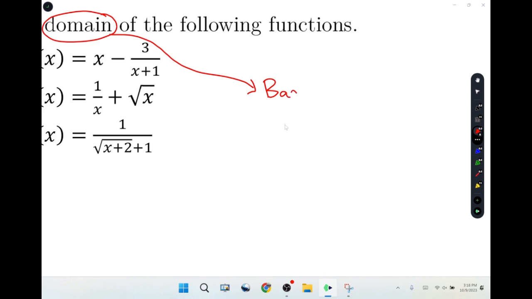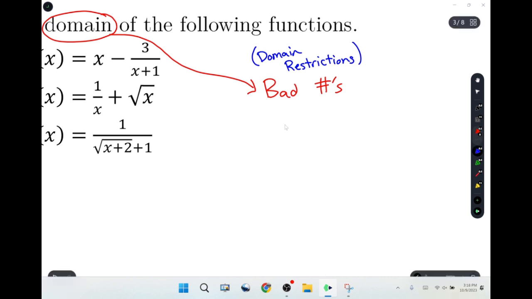Bad numbers. That's the 2 words I think. You want the math words? It's called domain. Anybody remember? It starts with an R? Yeah. You want the math words? That's it. But you want to get the problem right? Bad numbers. What numbers for X would make this bad?